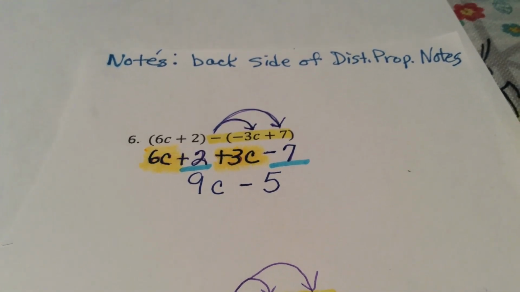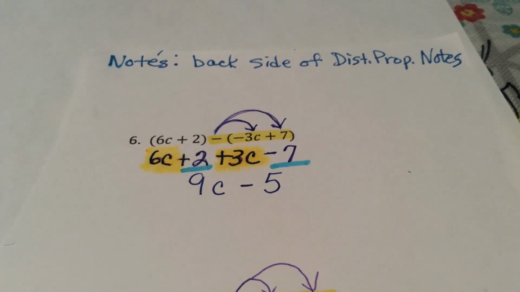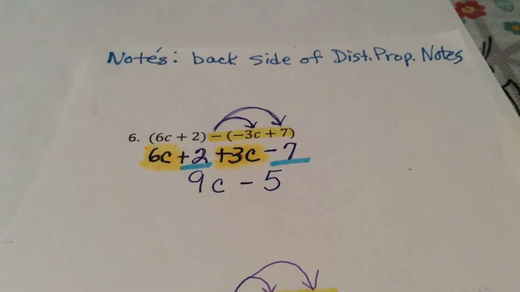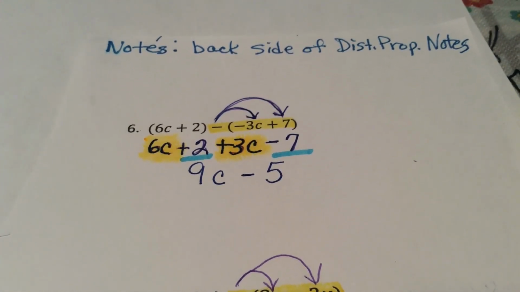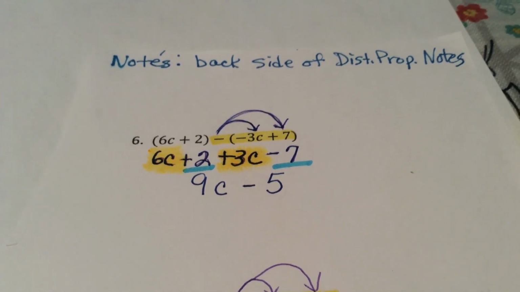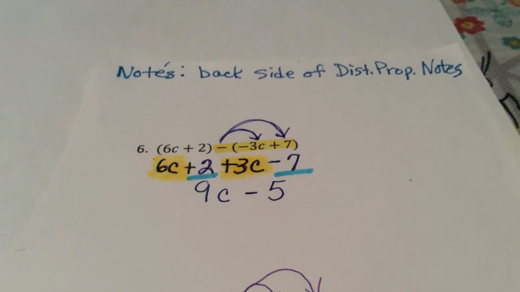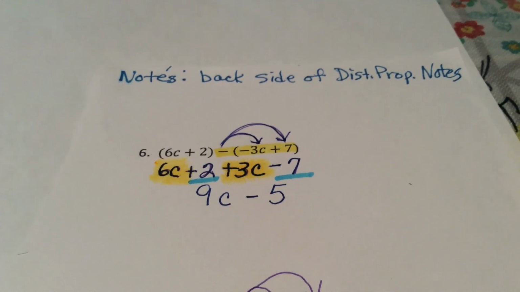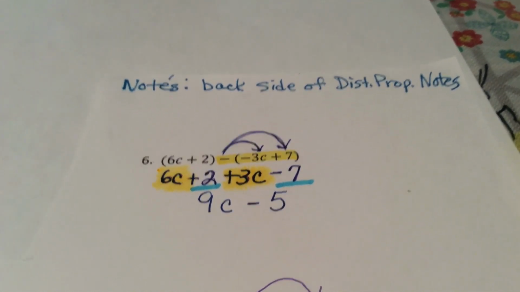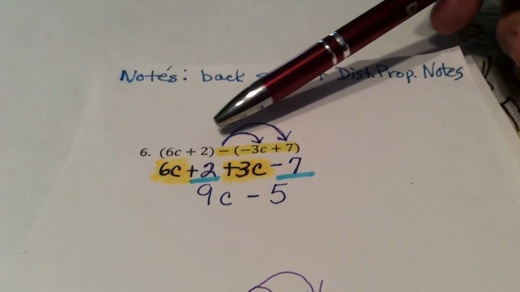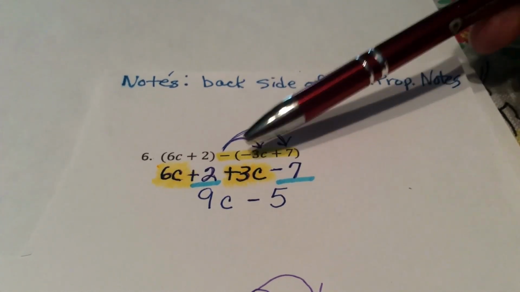Today we're going to talk about taking the distributive property when there's more than one in a sentence, or if there are more operations than just the distributive property. These notes you will find on the back side of your distributive property notes that you have. Notice we have a parentheses here and a parentheses here.